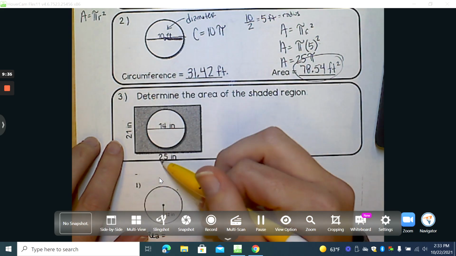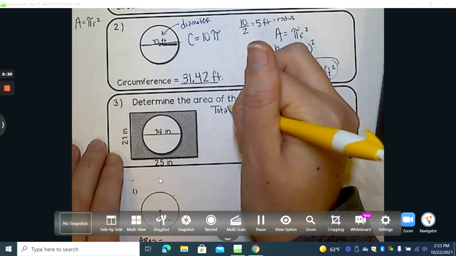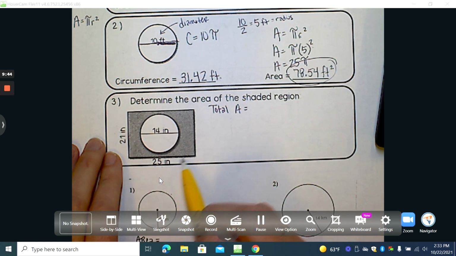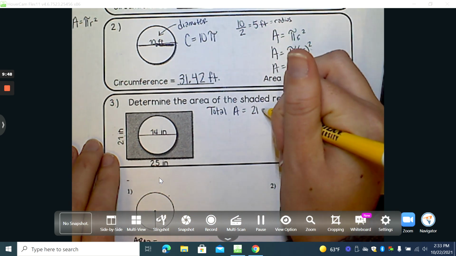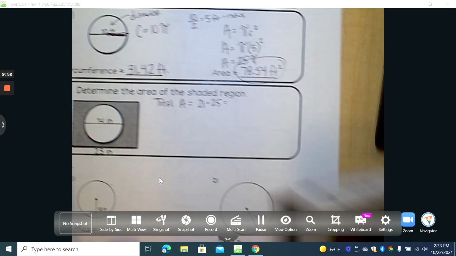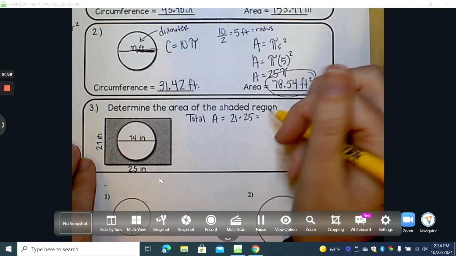All right, and then the last example here, before I have you do these couple on your own. I want to figure out the shaded region. So my total area is going to be my length times my width of everything inside. 21 times 25, which in this case is 525.